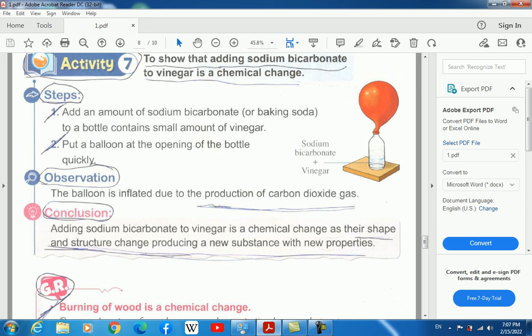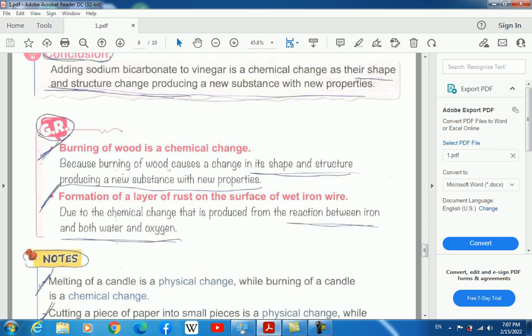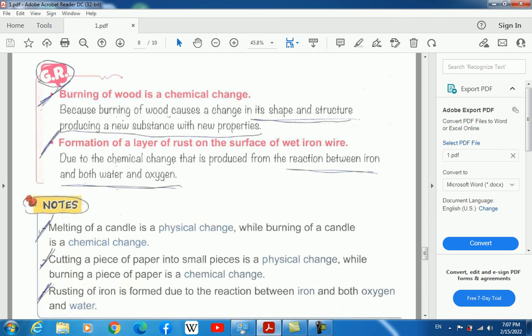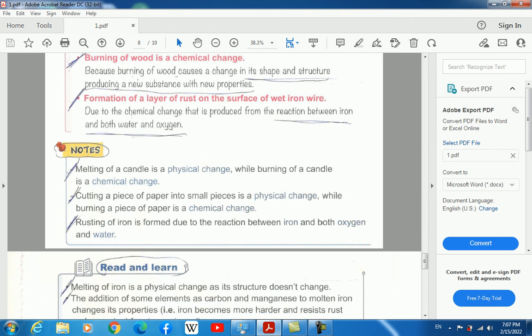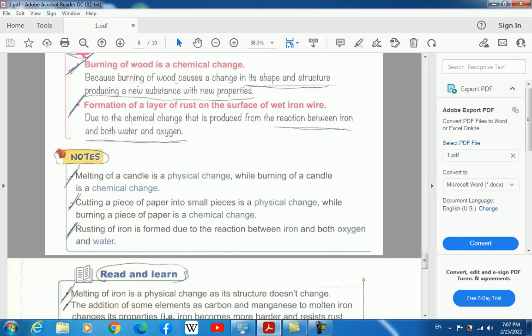And then the conclusion: adding sodium bicarbonate to vinegar is a chemical change, as their shape and structure change, producing a new substance with new properties. And if we are asked to give a reason why burning of food is a chemical change: because burning of food causes a change in its shape and structure, producing a new substance with new properties.